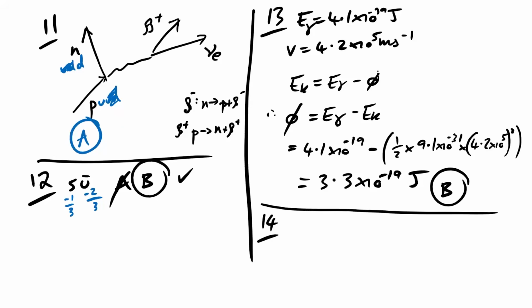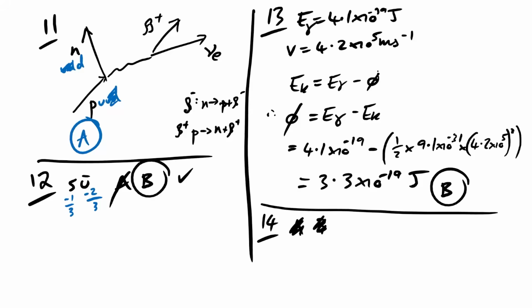14, what's true about mercury vapor in a fluorescent tube? A, it absorbs photons of UV light. No, that's what the coating does. B, it absorbs photons of visible light. Well, no, because that doesn't happen anyway, does it? You know, that's the opposite.